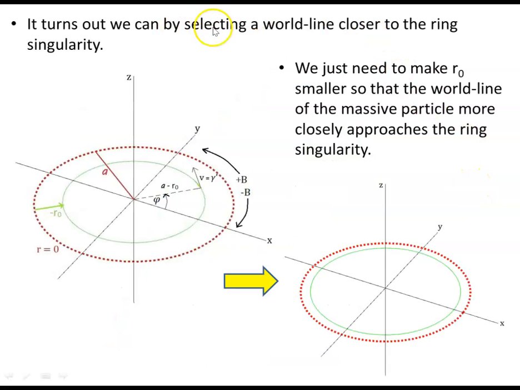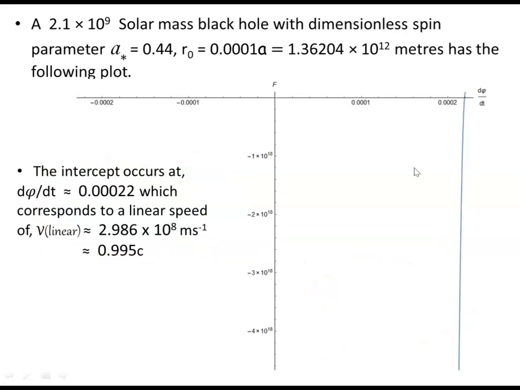Okay, it turns out we can, by selecting a world line closer to the ring singularity. By moving closer to the ring singularity, that's decreasing this value of R0, or increasing the value of A minus R0, such as here, we're going to find a very different result. So we just need to make R0 smaller so that the world line of the massive particle more closely approaches the ring singularity, as in this second diagram, much closer to the ring singularity than this one. Let's have a look at some examples.